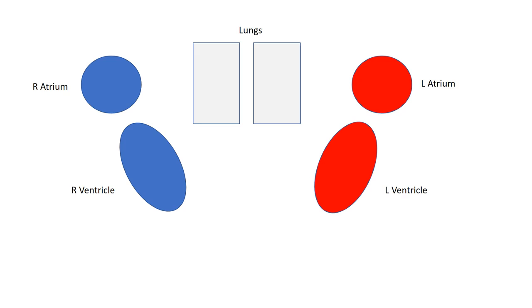Then there are two ovals. The right ventricle is the blue oval, the left ventricle is the red oval. The right side of your heart is deoxygenated blood, and the left side of your heart is oxygenated blood. The lungs are in between because they are the ones that oxygenate that blood before it moves on to the body.